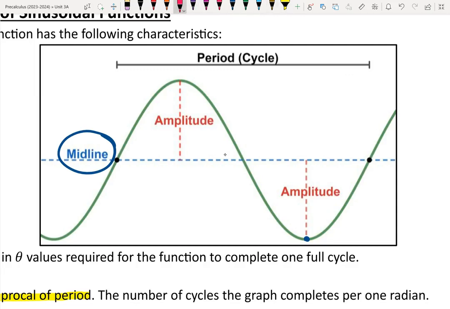But you can also think about amplitude as if you take the height from your maximum to the minimum, take that full distance, and then cut it in half, then you get your amplitude. That'd be another way to think about it. Okay?